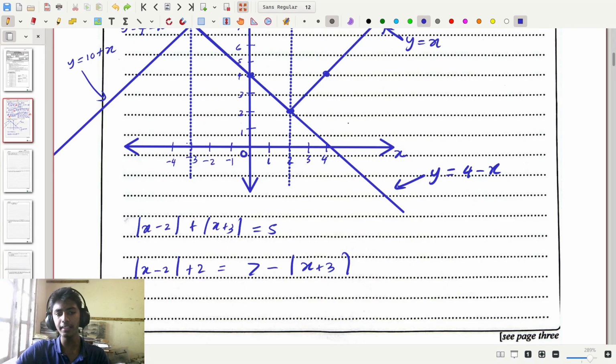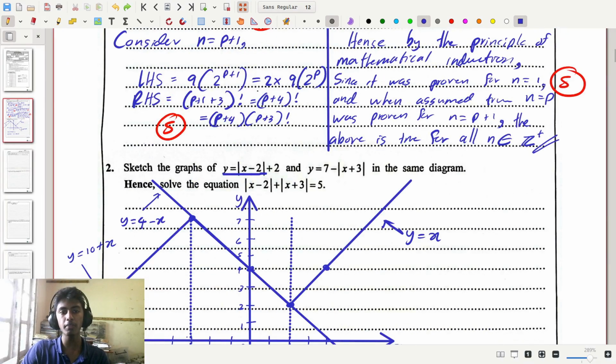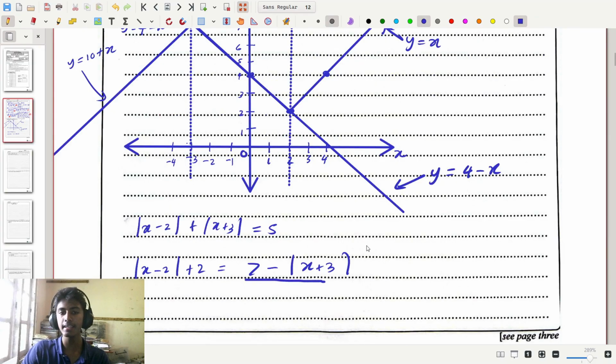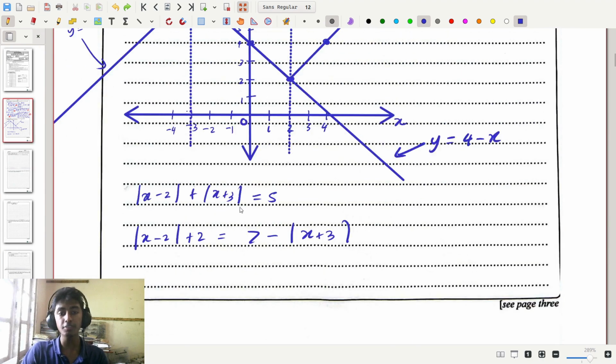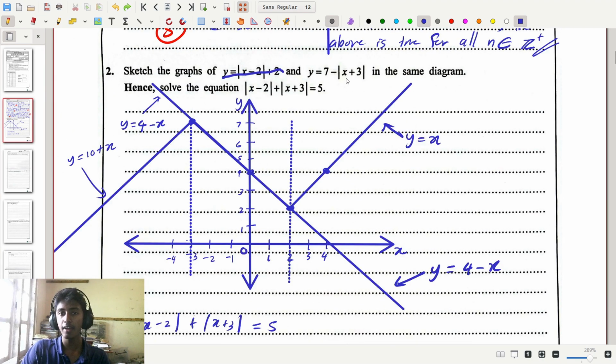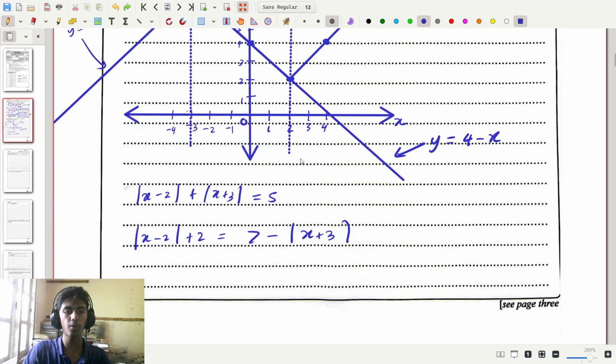Now, if you look at this statement, you can see the left hand side is exactly what we get from this first graph, and the right hand side is exactly what we get from the second graph. Now, what does this mean? This means that in order to satisfy this equation, this graph and this graph must intersect, because the two y values being equal is what results in the absolute value of x minus 2 plus 2 being equal to 7 minus the absolute value of x plus 3. So therefore, the two graphs should intersect in order for this to be true.